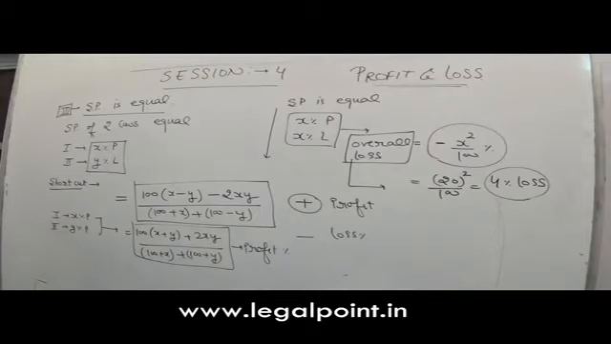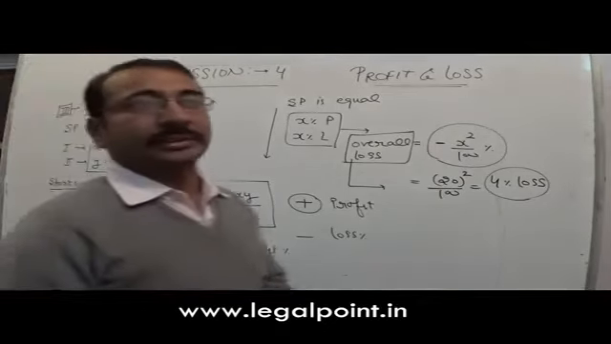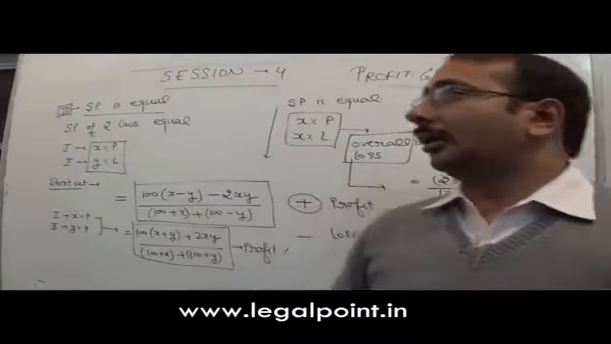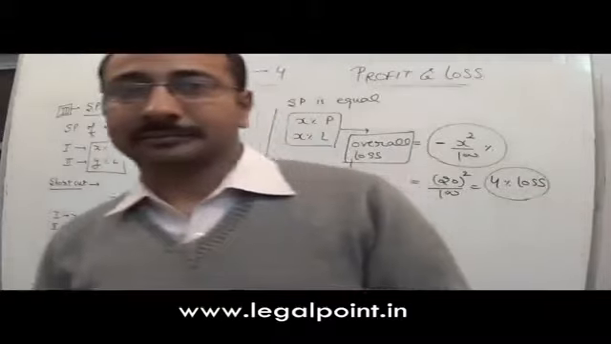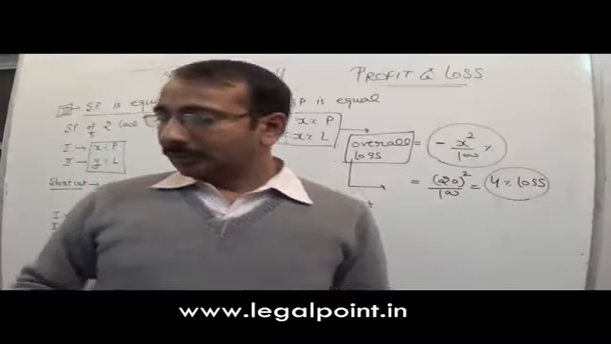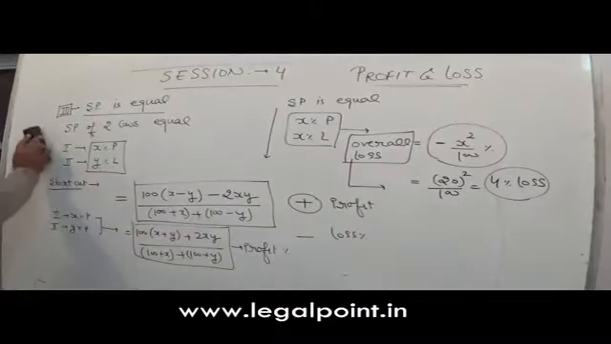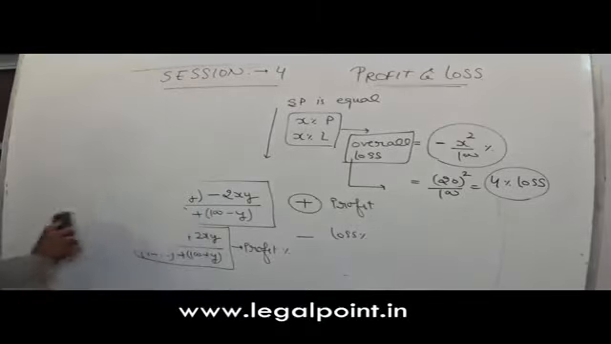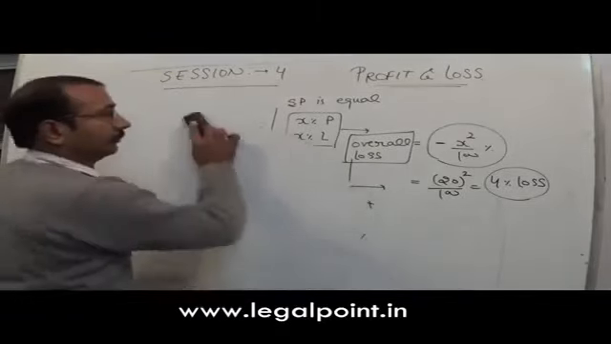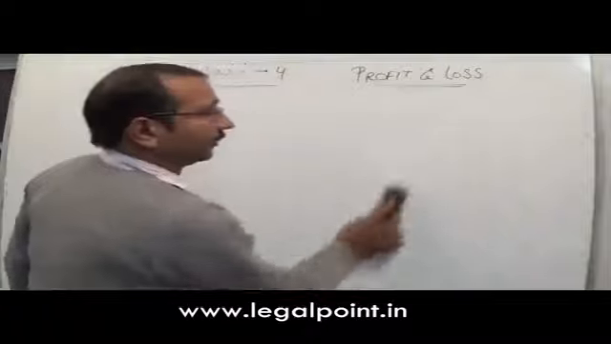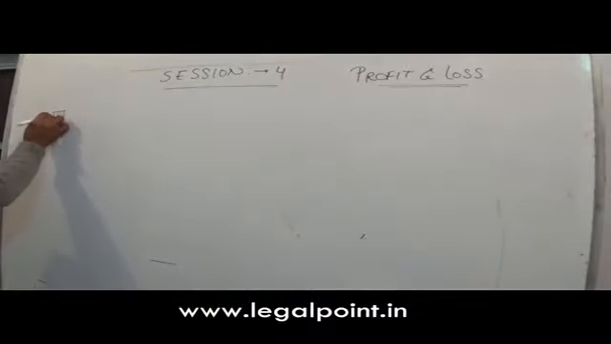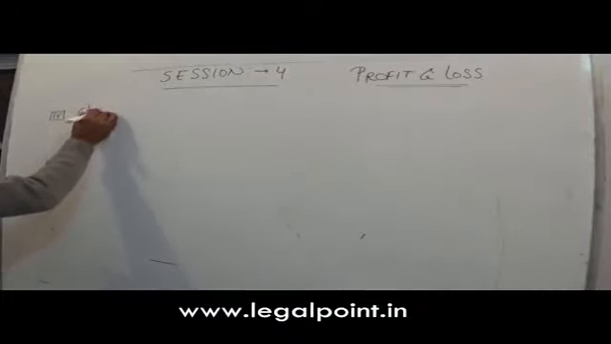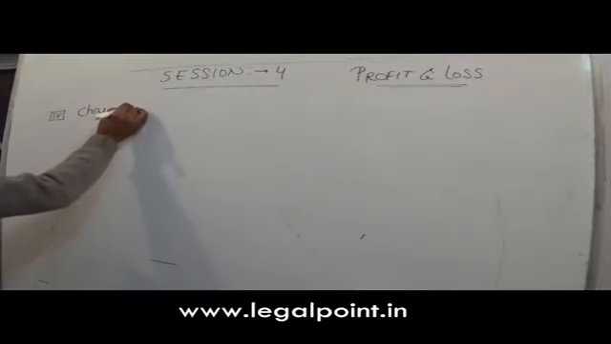That's our third type, in which we understood what to do when the selling price is equal, and how to deal with these types of problems. Now after this, we have the fourth type of questions, which are based on the concept of chain rule.